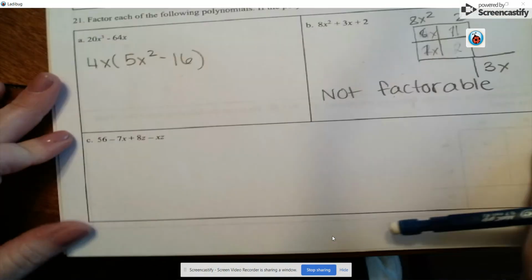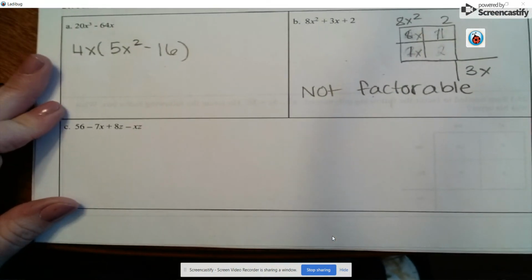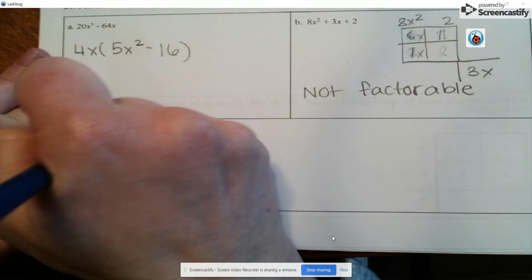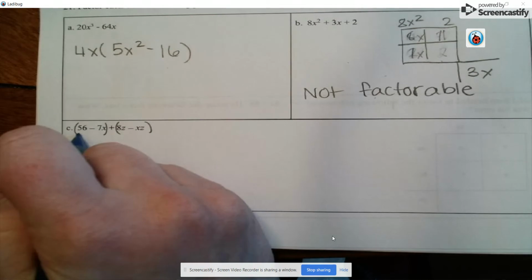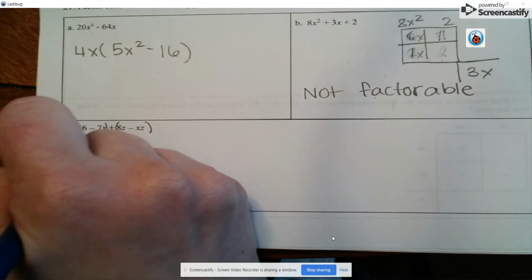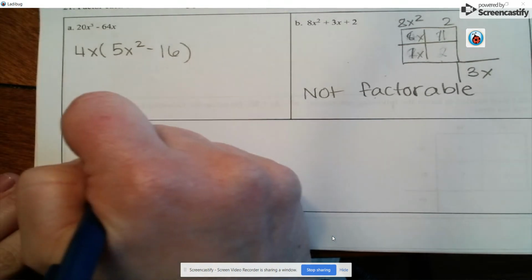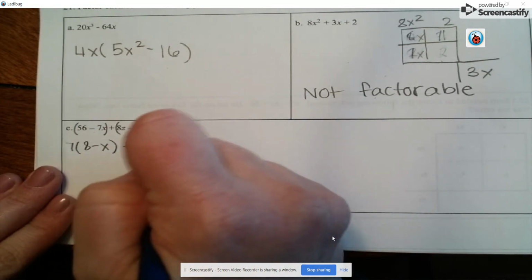Letter C, ooh, we're finally getting to a grouping problem. Okay. And I know it's grouping because I see 4 terms. So I'm going to group my first 2 and my last 2, and I want to find what's common between each of those. Okay, so if I look at 56 minus 7x, I know that they share a 7, which will give me 8 minus x. And I know this one, they share a z, so I'm going to factor out a z, and that will leave me with 8 minus x.